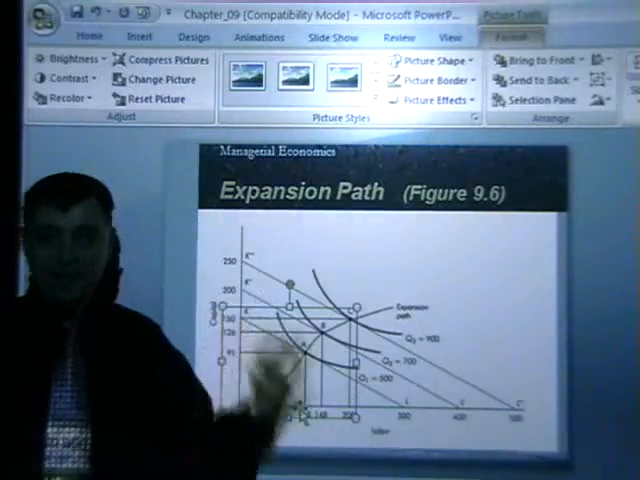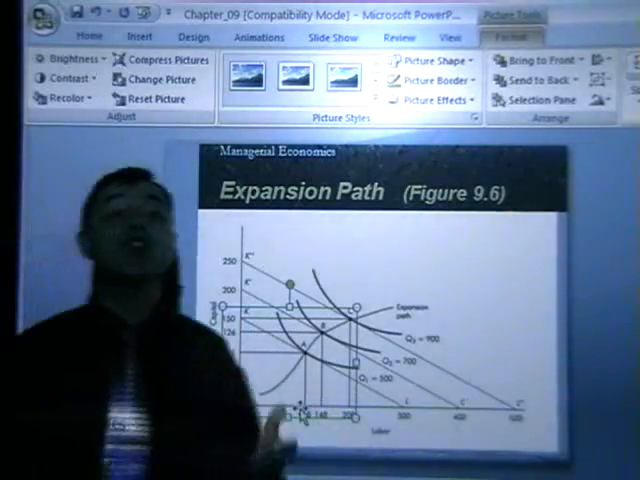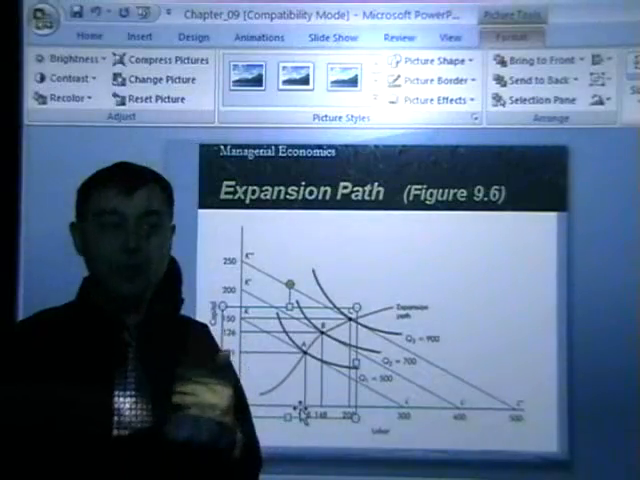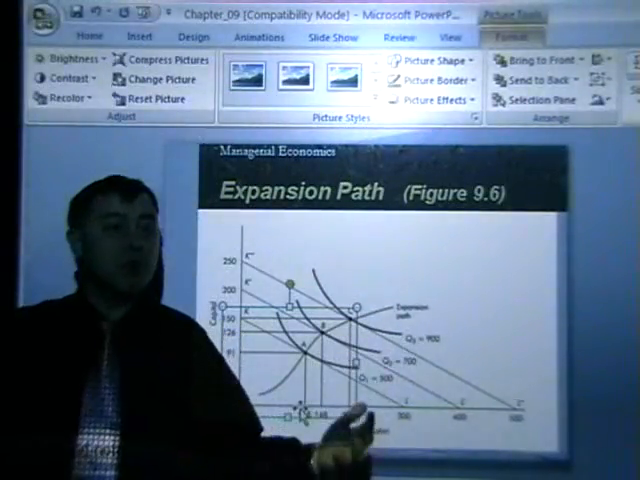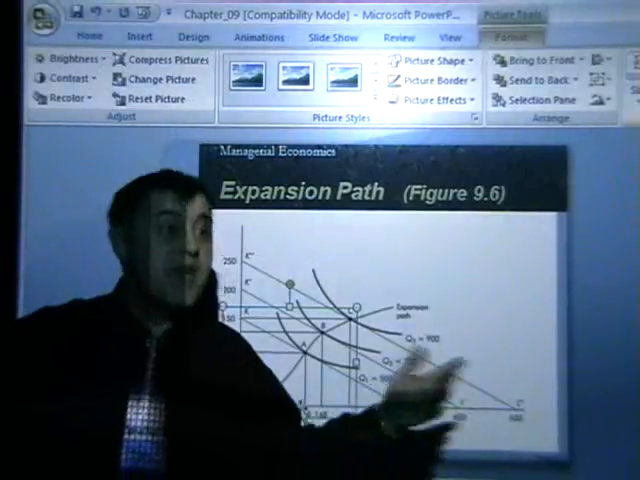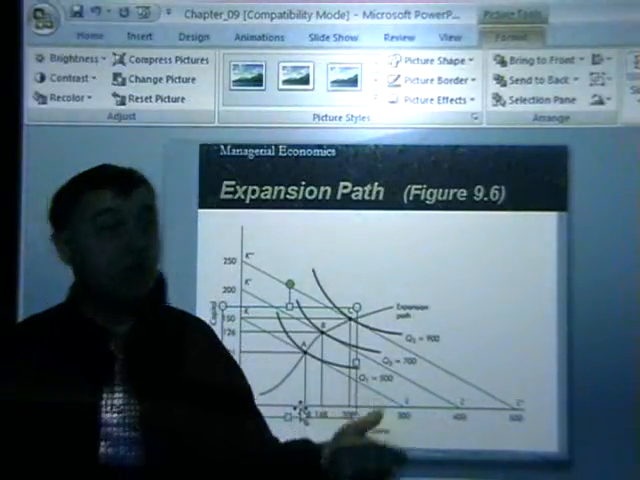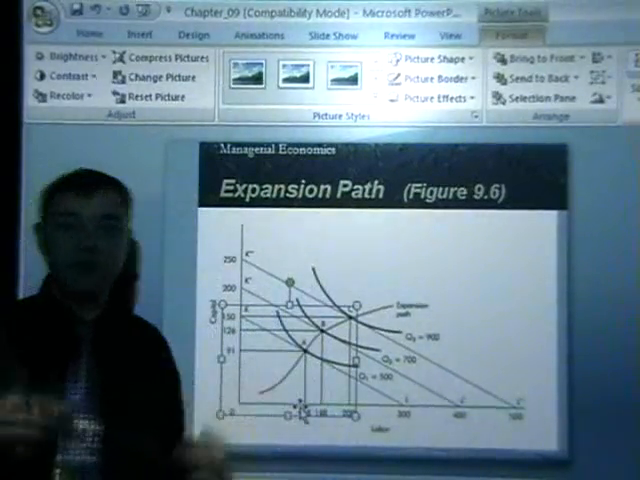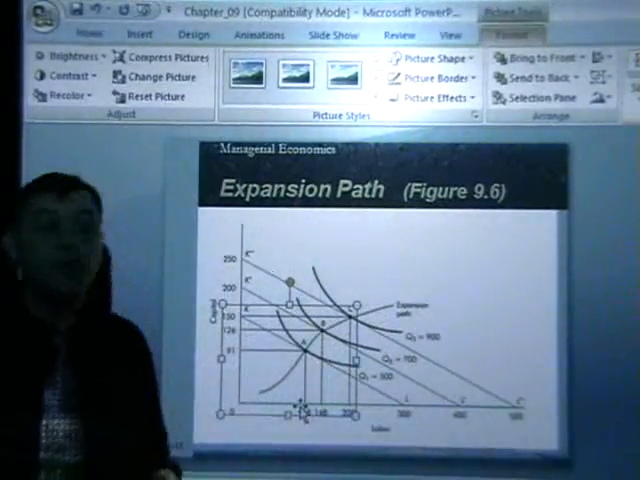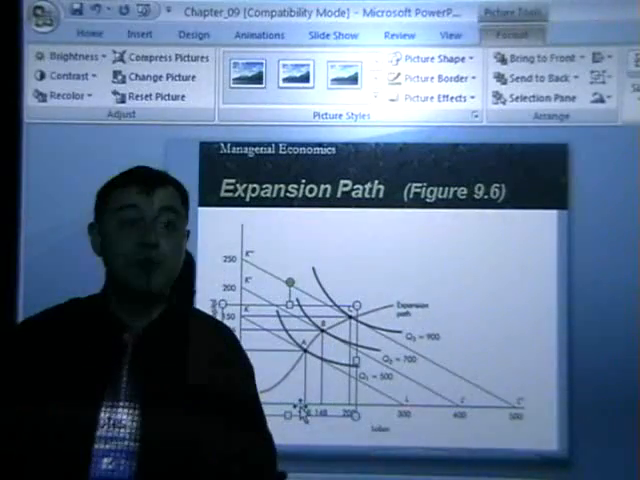Short run is defined as one or more inputs are fixed. We are, in this university, operating in the short run. We have so many rooms, let's say 53 rooms, and that's it. We can increase the number of professors, bring in one more, but we can't easily increase rooms.